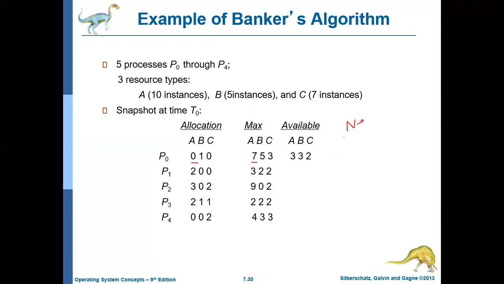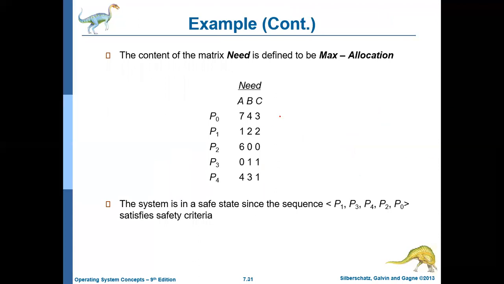If I put need here, just for explanation purposes, for P naught, how many instances of resource A may it require in the future? It is just max minus allocation. 7 minus 0 is 7. It needs all 7 because none of them was allocated. For B, max is 5 and allocated is 1, so 5 minus 1 is 4. It may need 4 instances of resource B. And for C, max is 3 and none is allocated, so 3 minus 0 is 3. So 7, 4, 3 will be the need for P naught.